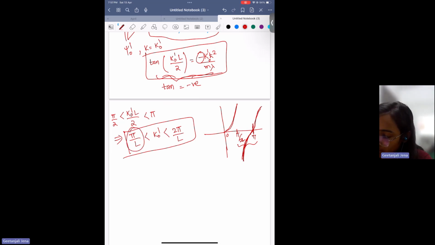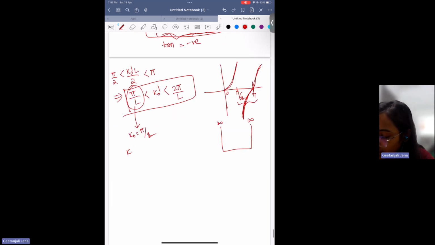So this pi by L, if you see for the infinite potential without any barrier, no Dirac potential, the ground state k0 is pi by L. That means in the new case, when we have a Dirac potential here, for this it is k0, for this it is k0 prime. So this k0 prime is greater than k0.